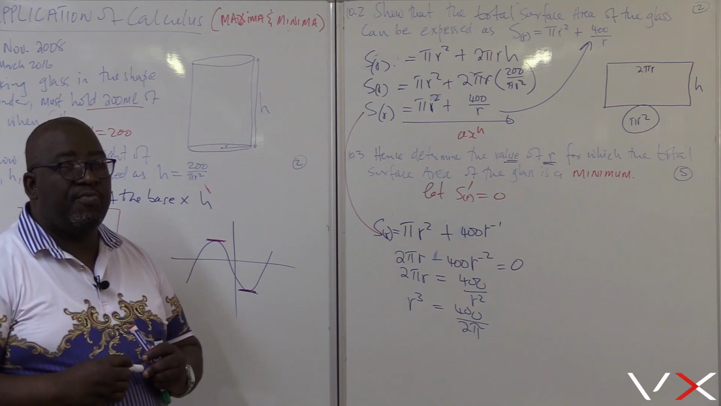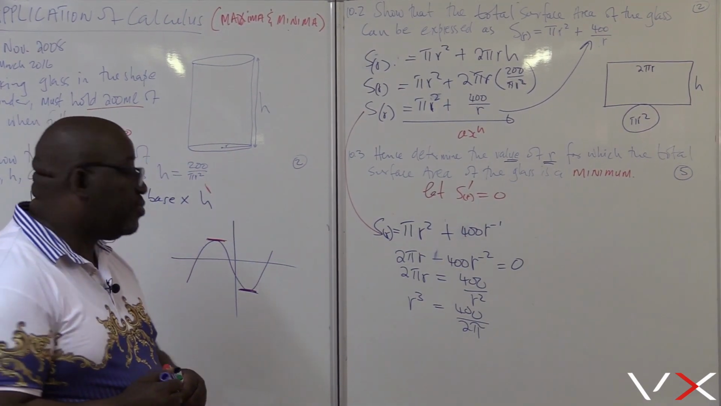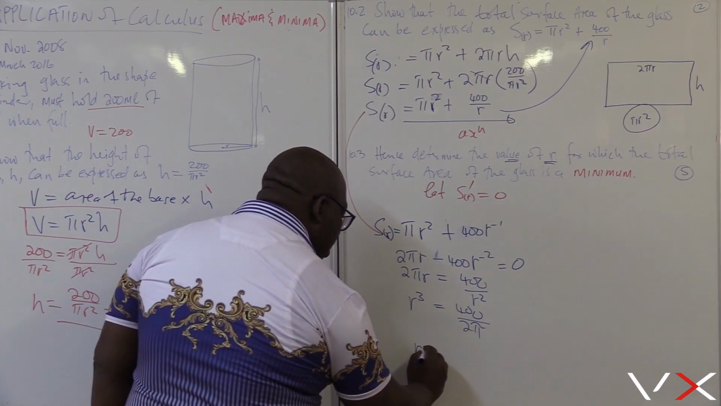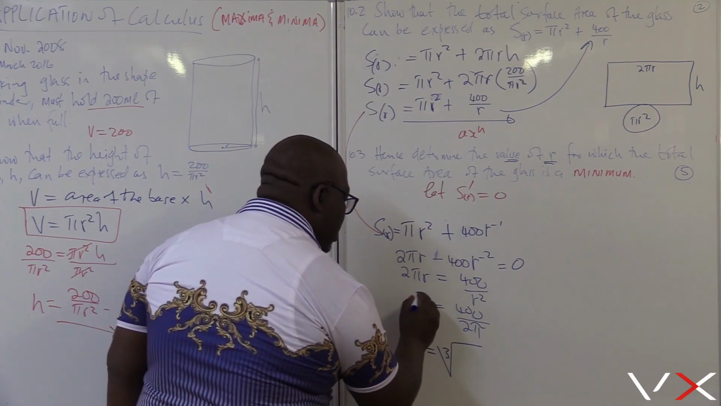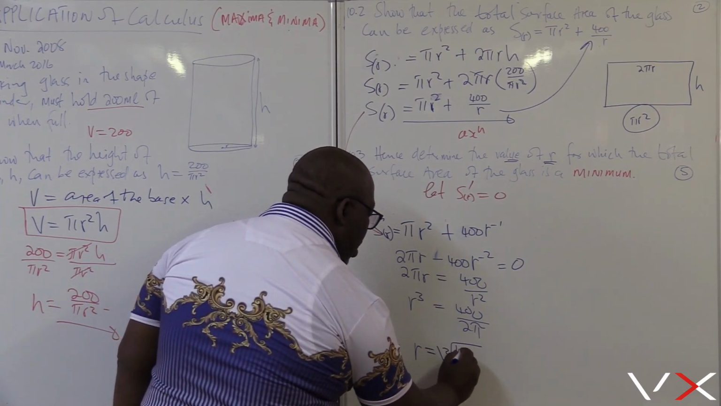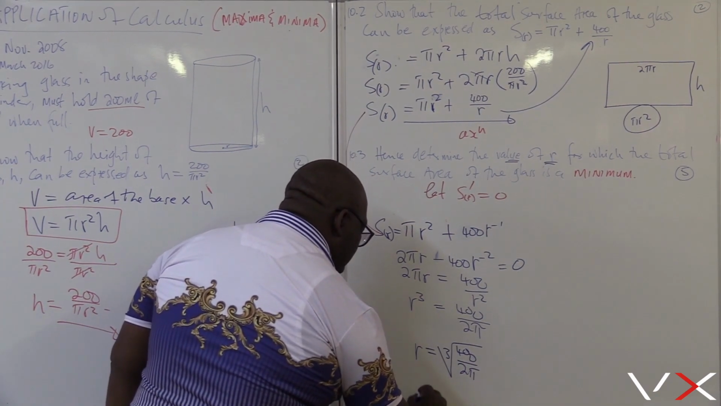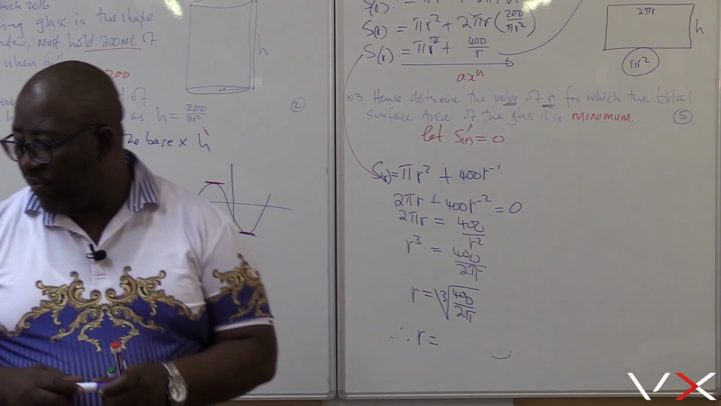Remember, I'm not looking for r cubed. I'm looking for r. How do I move from r cubed to r? I look for a cube root. So if I'm putting a cube root here, it will be r equals, and put a cube root also there to kill this cube form. It will be 400 over 2 pi. So my r therefore will be equal to, you push that in the calculator and you'll find the solution.